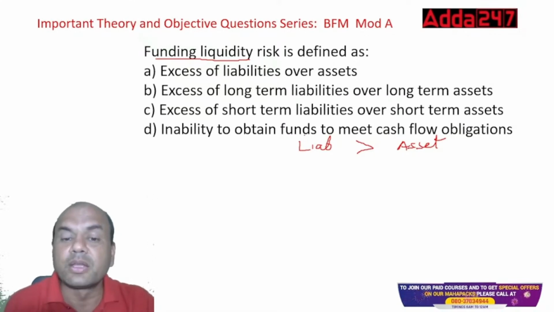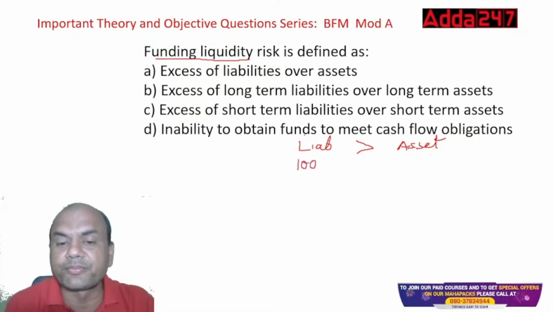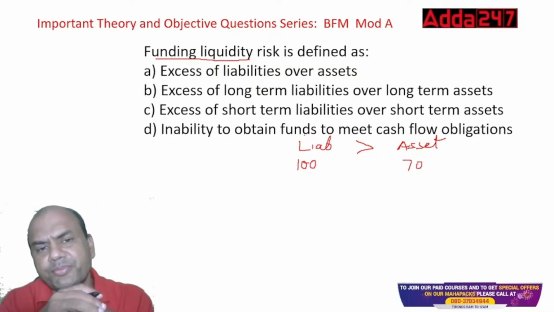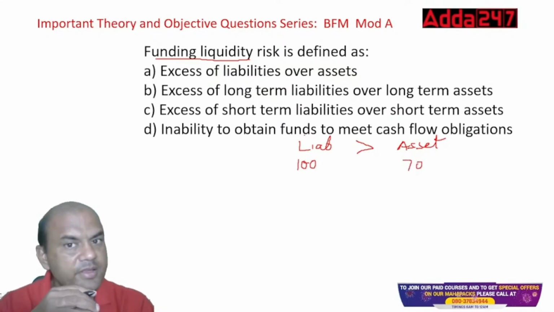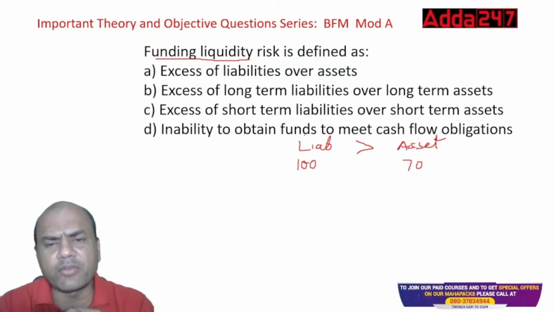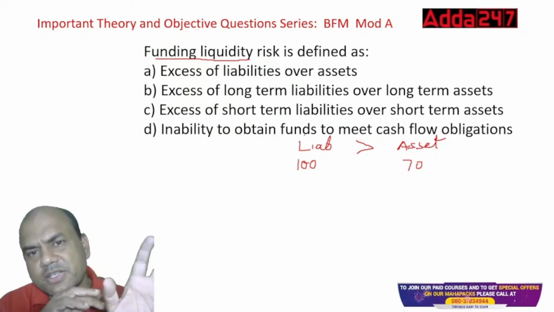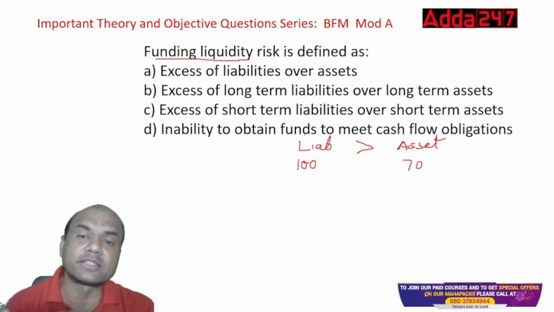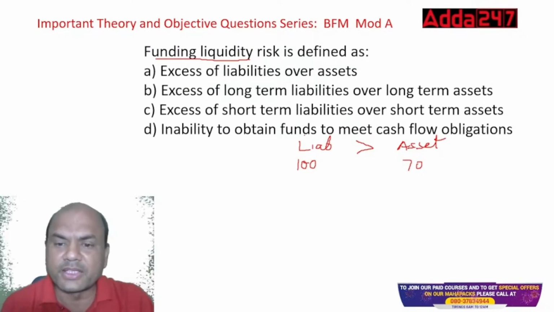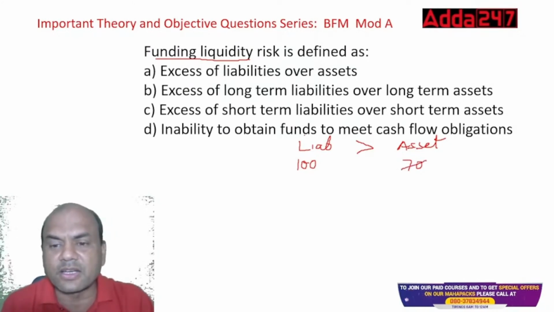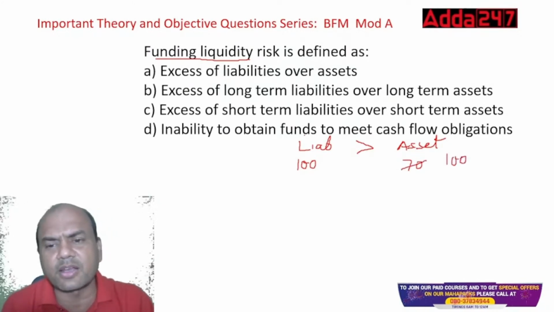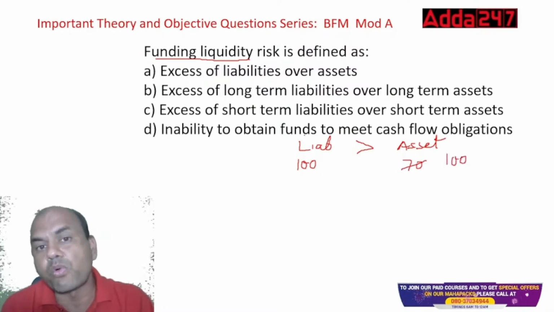Whenever I have deposits of let's say 100 rupees, and loans of let's say 70 rupees, will it be a problem for me as a bank? As a bank, do I have a problem in this case? Just check your bank's loan and deposit ratios. Let's say this is 100, this is also 100. Is it always 100? No.